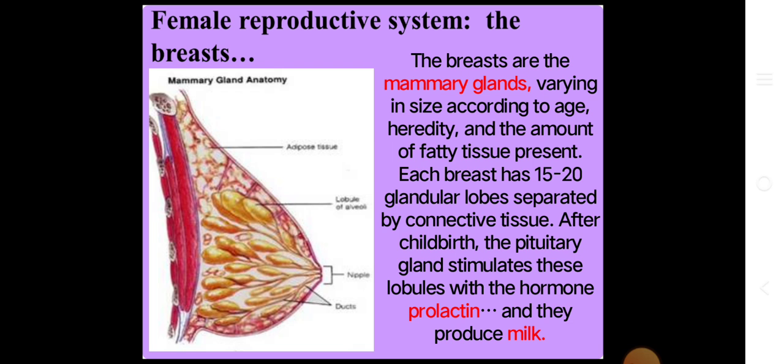Next, the breasts. The breasts are the mammary glands, varying in size according to age, heredity, and the amount of fatty tissue present. Each breast has 15 to 20 glandular lobes separated by connective tissue. After childbirth, the pituitary gland stimulates these lobules with the hormone prolactin and they produce milk.